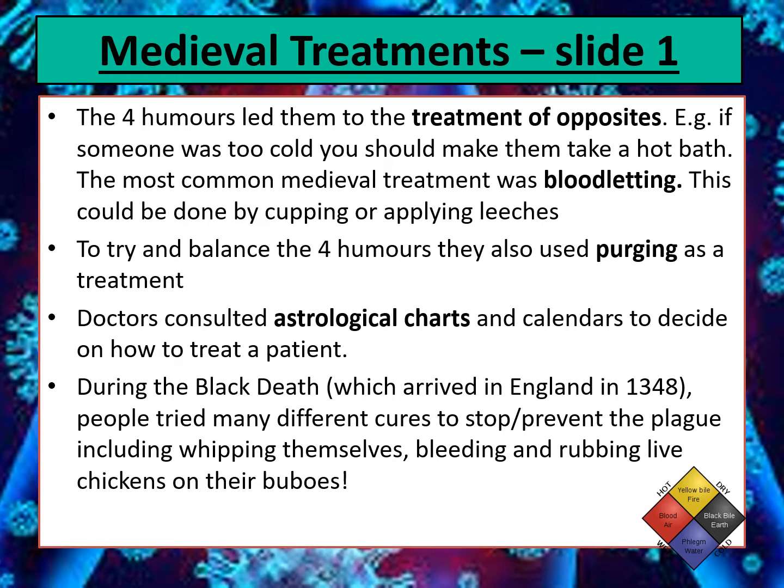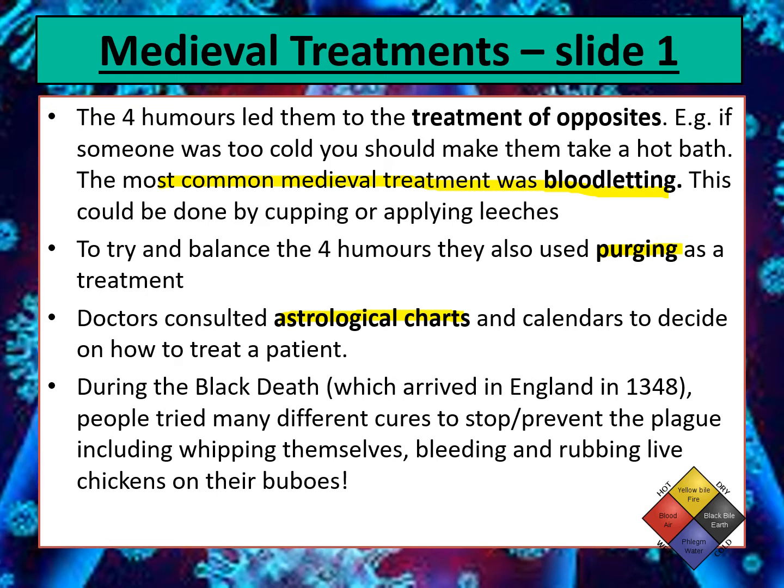For instance, one of the main reasons that people believed they were ill was because they had too much blood, and therefore the most common medieval treatment was actually bloodletting, and this is where they would basically try and get rid of blood through using things like leeches or by making a small incision known as cupping. So this could be done in a few different ways, and people would often go to a barber surgeon for this treatment. They also tried to use purging as a treatment as well. This is basically something to make you ill out of one end or the other to get rid of things that they thought were harmful for your body. As we know already, doctors consulted things like astrological charts to try and work out what treatments they could use at various times of the month or year.